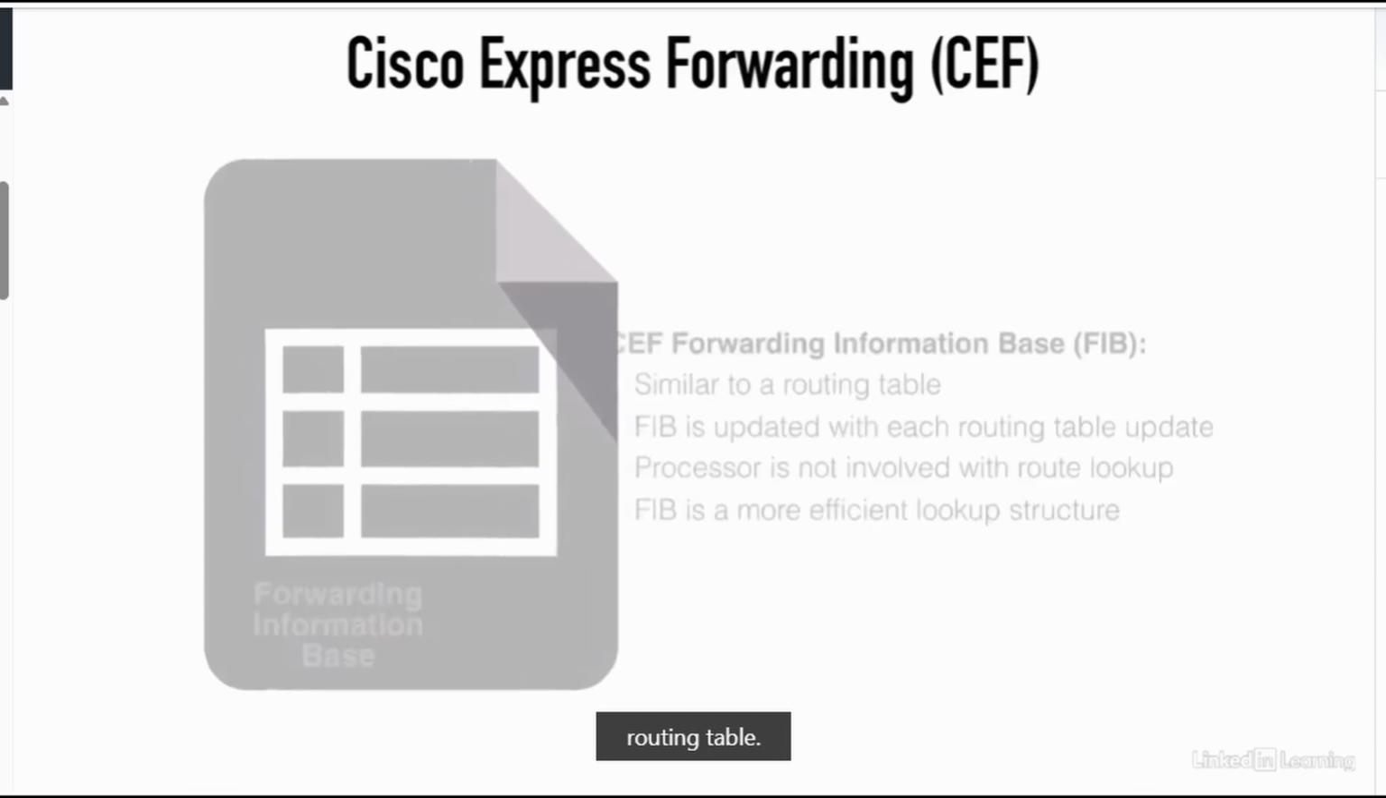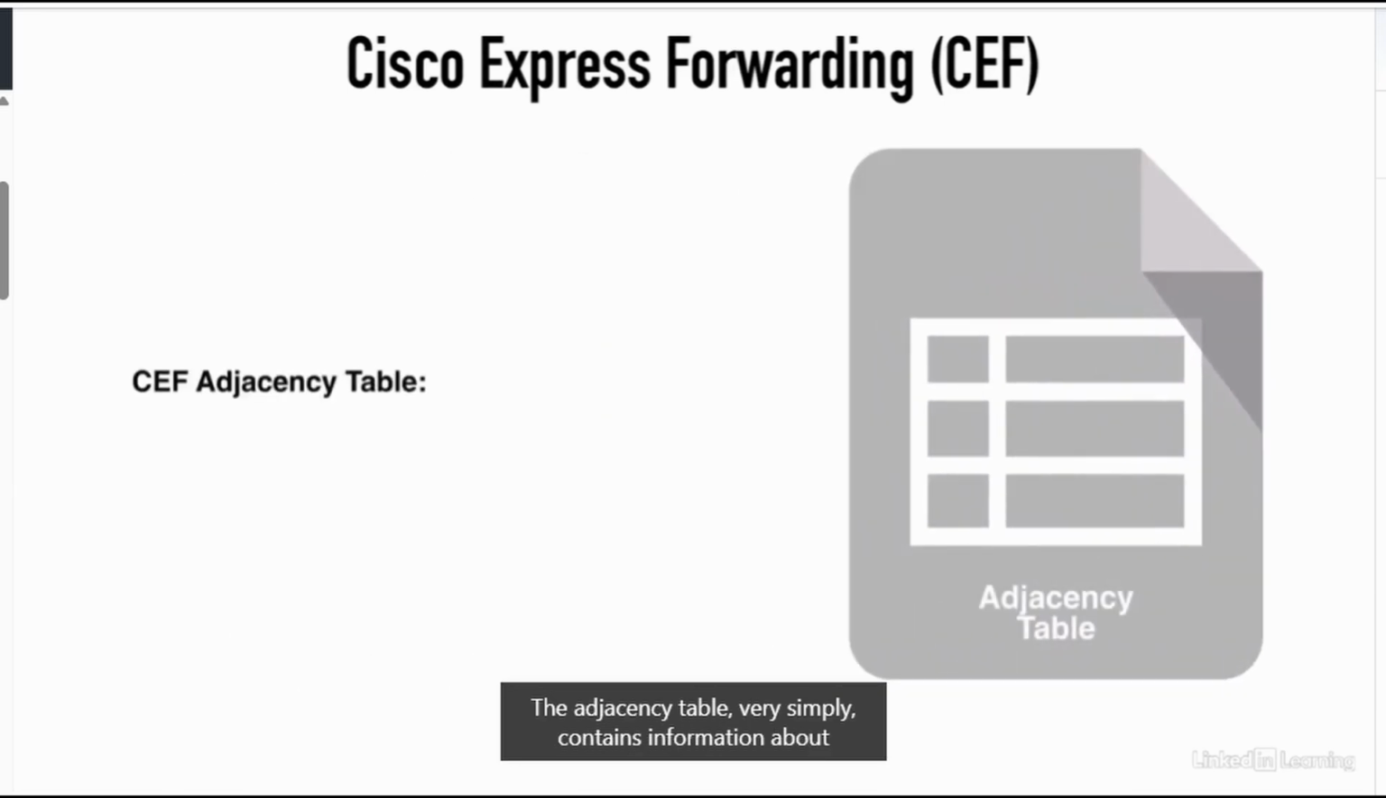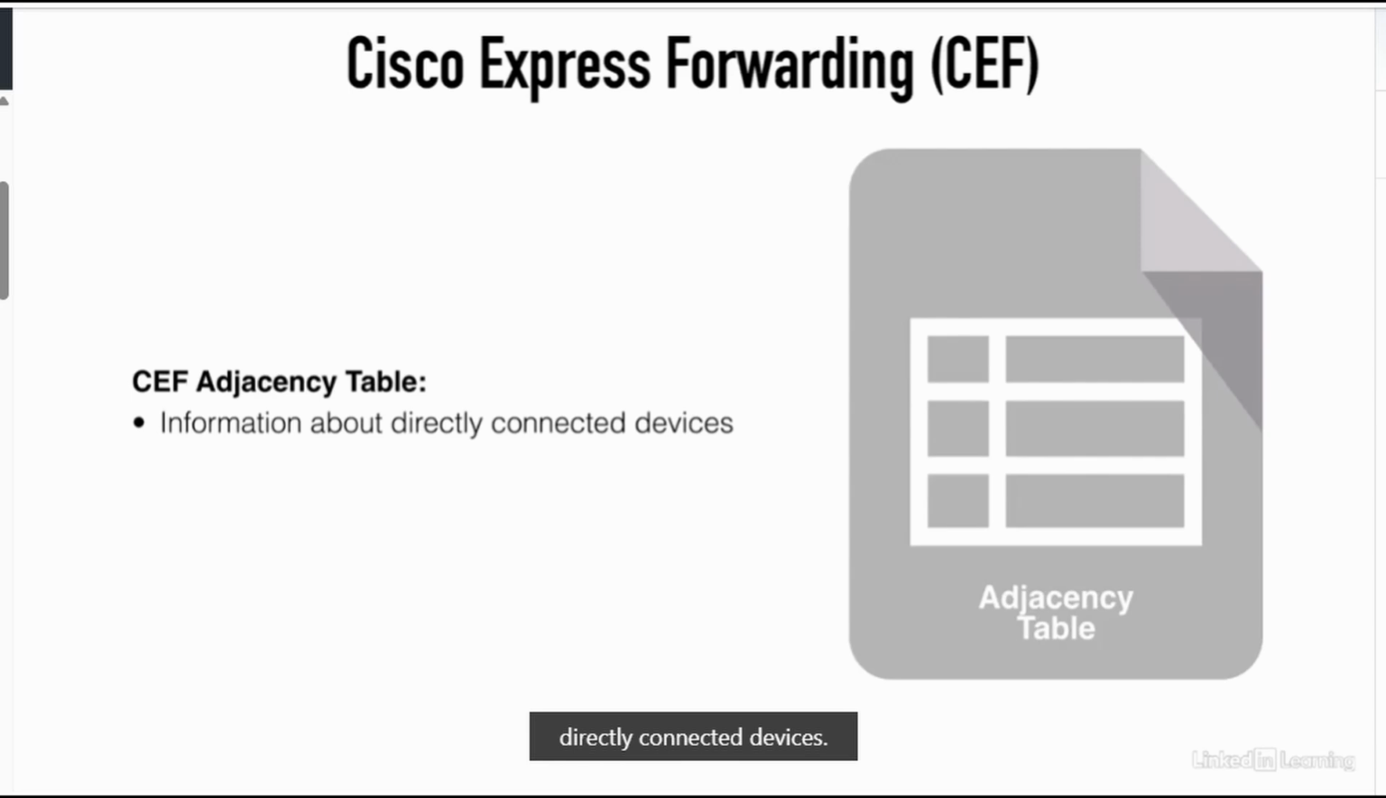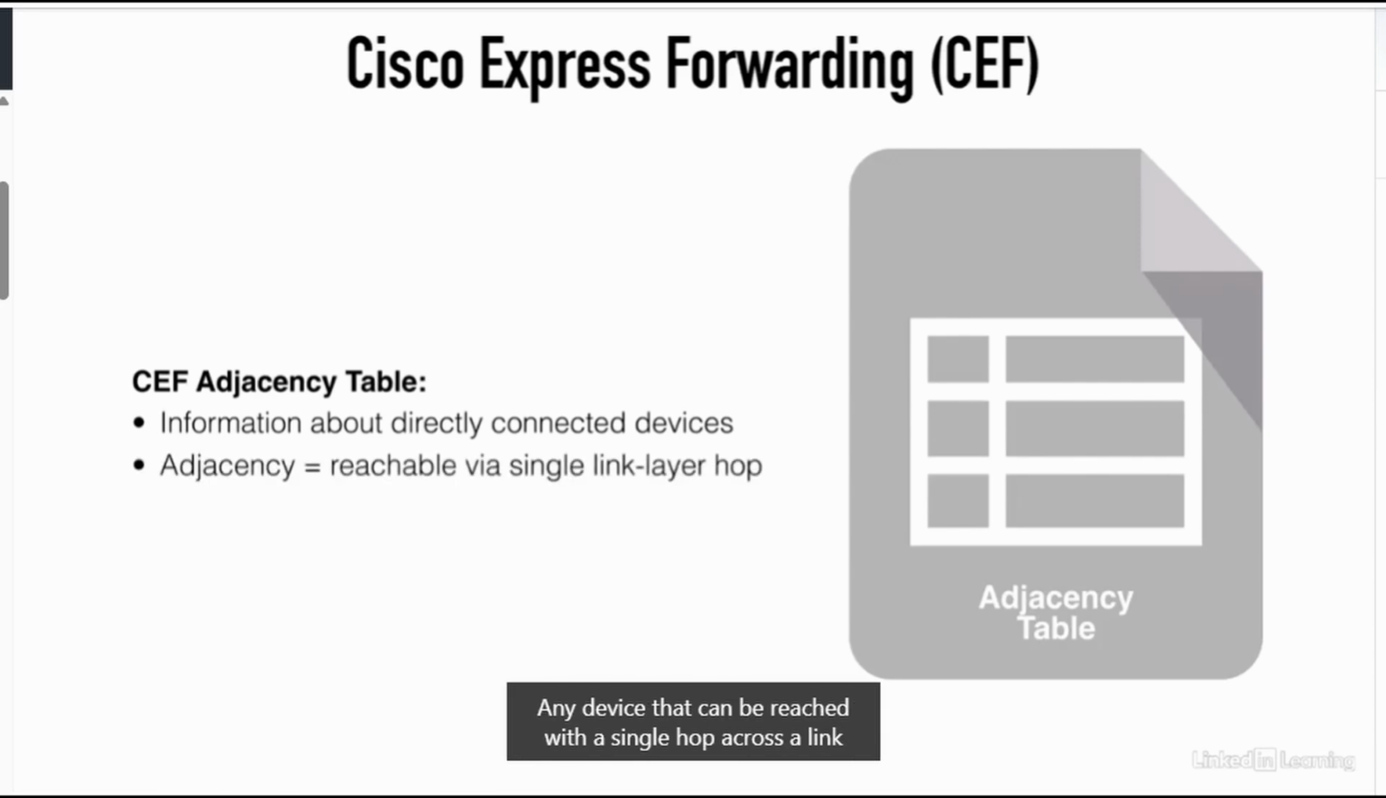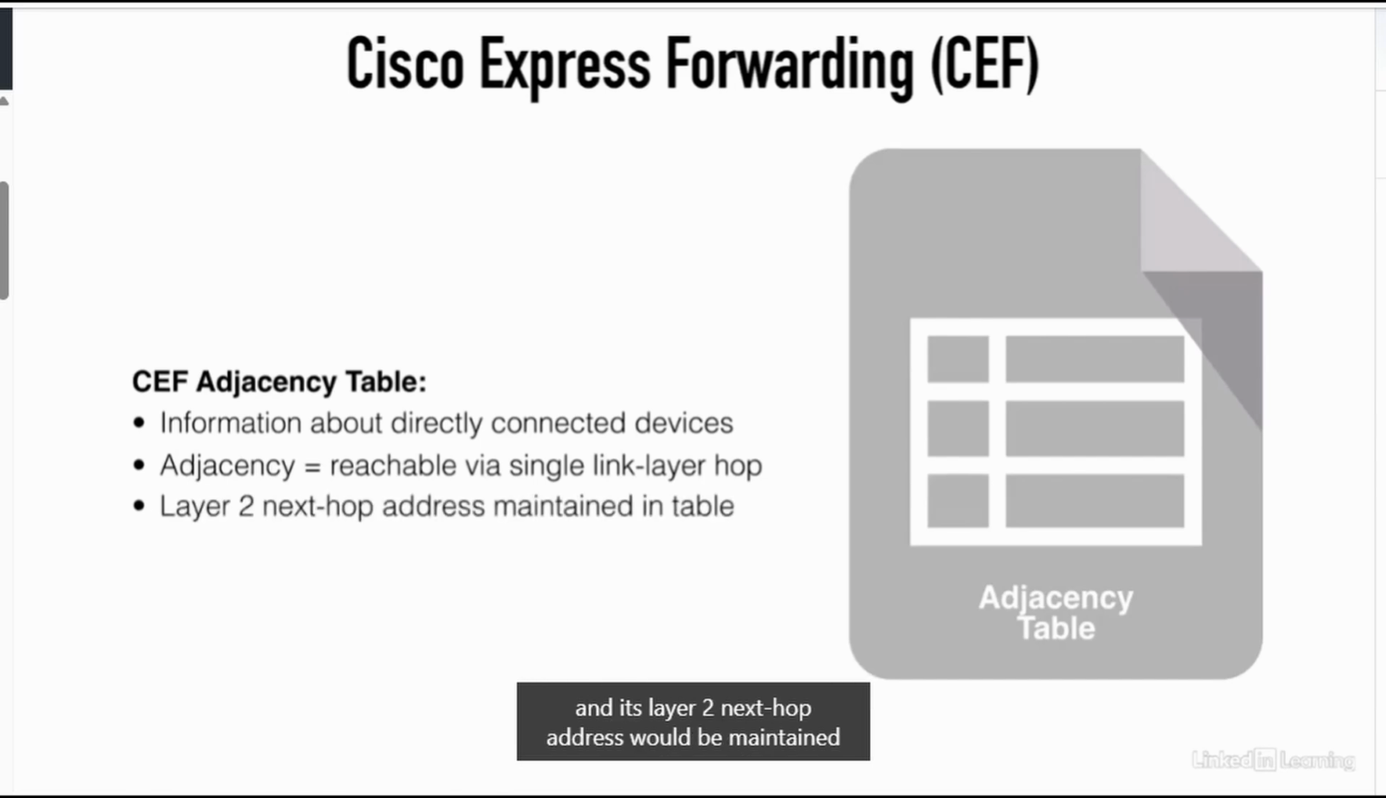The adjacency table very simply contains information about directly connected devices. Any device that can be reached with a single hop across a link layer is considered to be an adjacency, and its layer 2 next hop address would be maintained in the adjacency table.